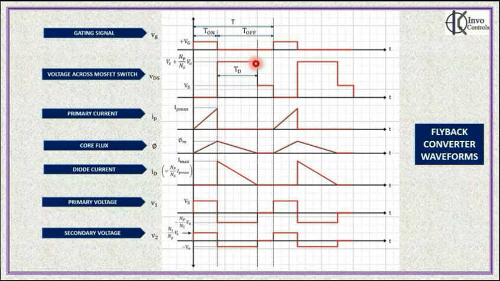However, at the instant the diode current becomes zero, the voltage across the primary also becomes zero. Hence, you will find that now the voltage across the MOSFET switch, which is effectively a summation of the supply voltage and the primary voltage, Vs plus Vp, but now Vp is zero. So the voltage across the MOSFET switch reduces from its high level to the level Vs, and this status is maintained till the end of the cycle.